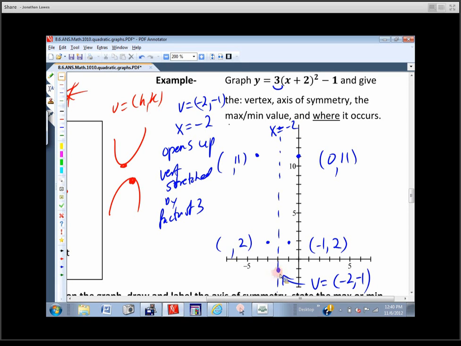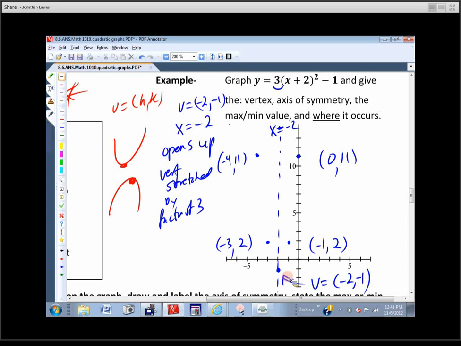If I was at -2 and I went to the left 1 unit, what's my new x coordinate? -3. Okay, and this one? -4. Please take a look. -4, -3, -2, -1, and 0. There are your 5 key points. Look at the y values. 11, 2, -1, 2, 11. See all the symmetry there? Any questions?